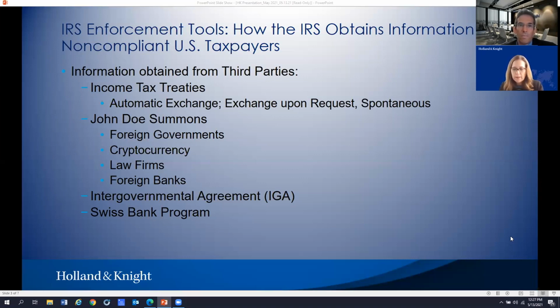Another way that the IRS obtained information is through the Swiss Bank program that was introduced in August of 2013. And that was sort of like a voluntary disclosure for Swiss banks. It was a mechanism for the Swiss banks to avoid criminal liabilities in exchange for transmitting certain information on their US account holders. So there were 4 different categories of banks.